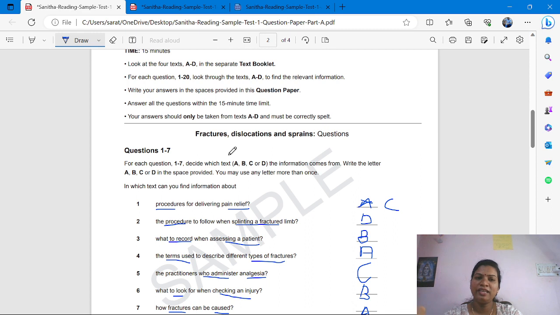Second tip is always use the skimming and scanning method. That is very, very important. Skimming and zigzag method, skimming and scanning. Always practice the skimming and scanning method in OET reading part A. Third, practice makes perfect. Definitely you will get 20 out of 20. Try to understand the meaning of the question and find the keywords. Give stress wherever you want, understand the question and find the answer. Definitely you will get 20 out of 20 in OET reading part. Your score will boost.